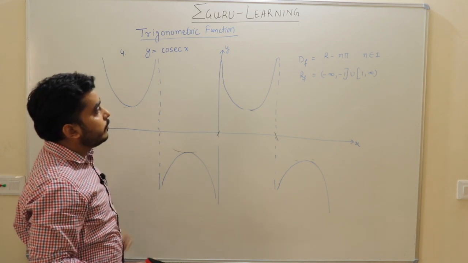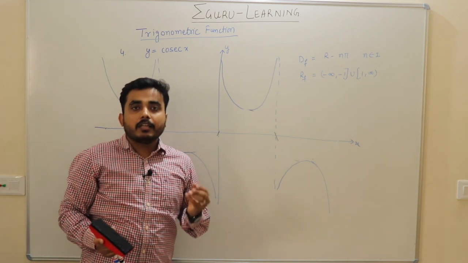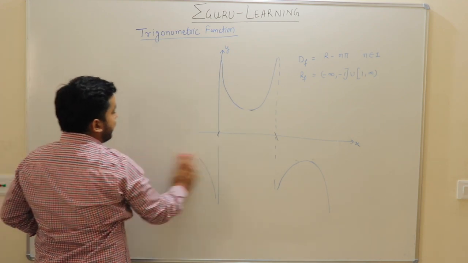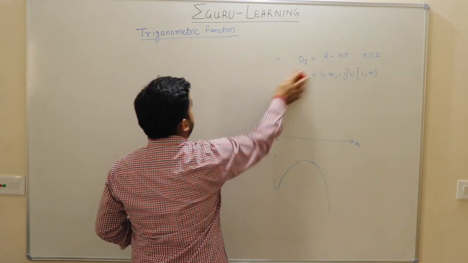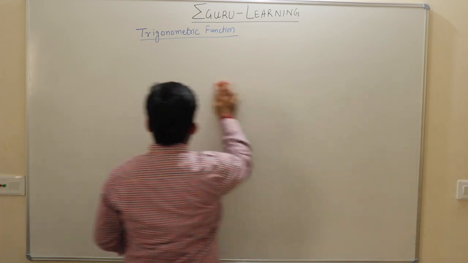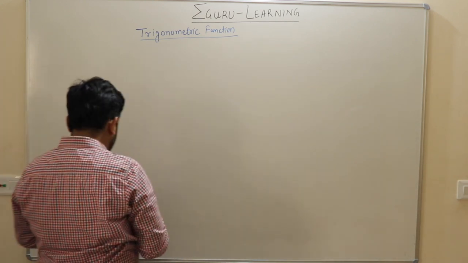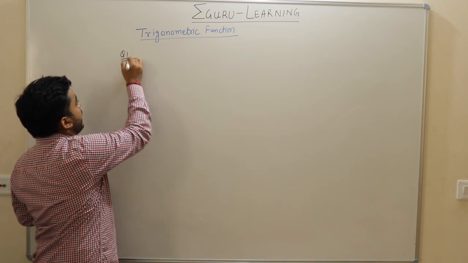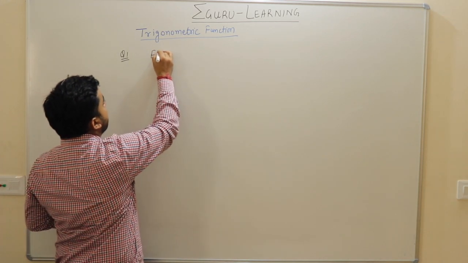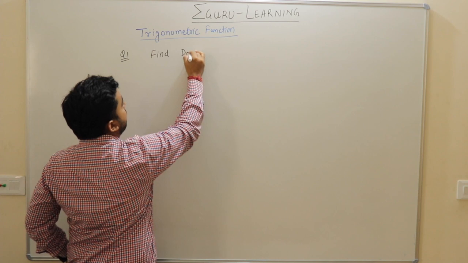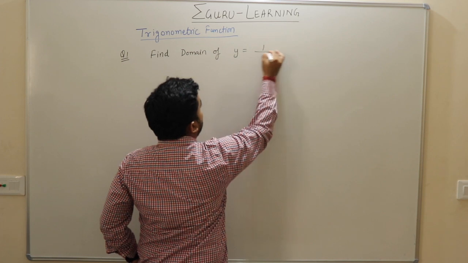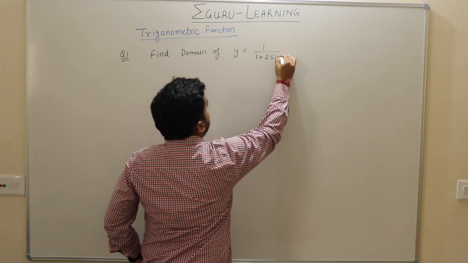Now let us quickly move to the questions on these graphs, or the questions based on domain and range of these trigonometric functions. So the very first question that we have is to find the domain of y equals 1 upon 1 plus 2 sin x.